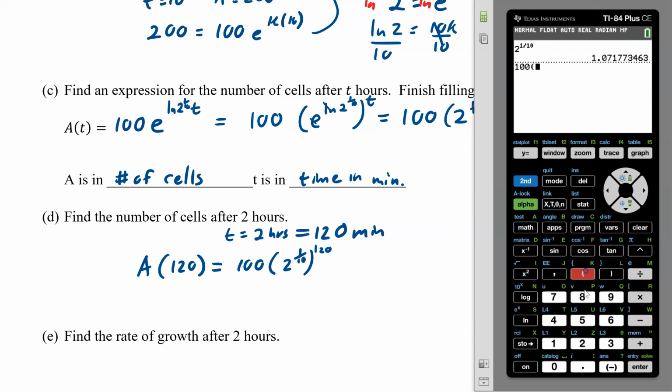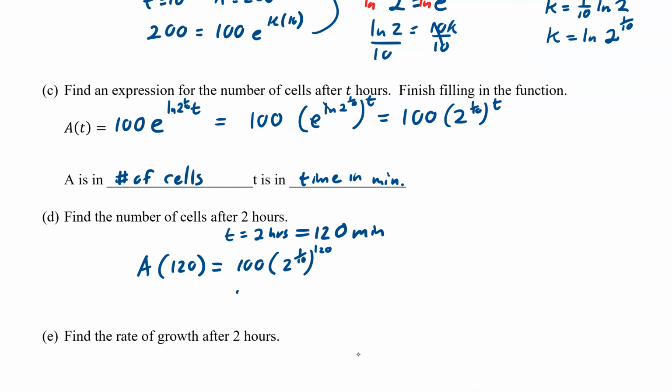100, parenthesis 2, and then now you can just put exponent t over 10. So that would just be 120 divided by 10, which is 12. So 409,600 cells. It also tells us what to use for the units since we're finding A.